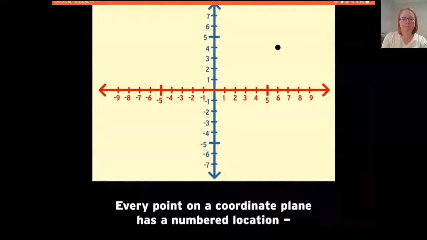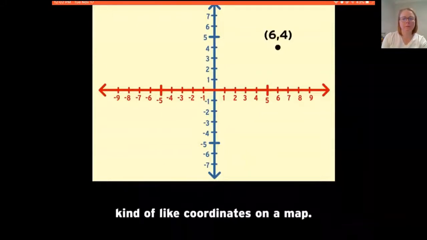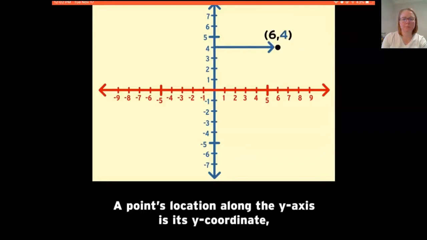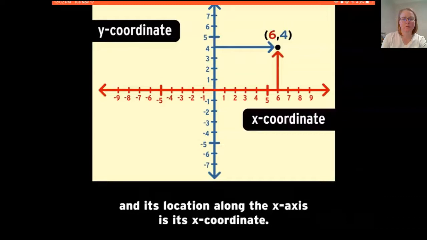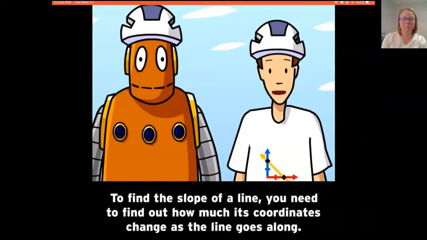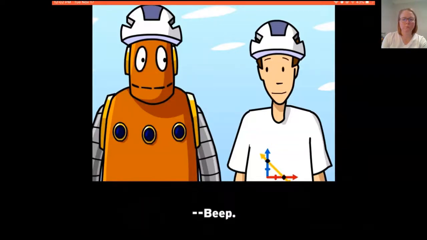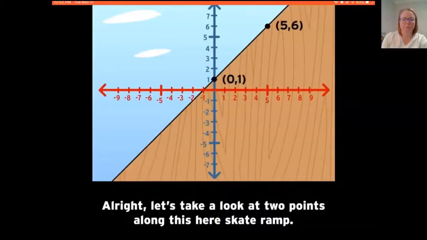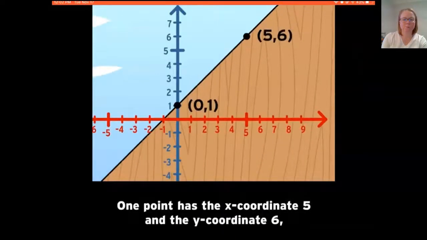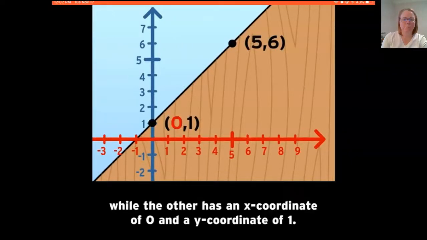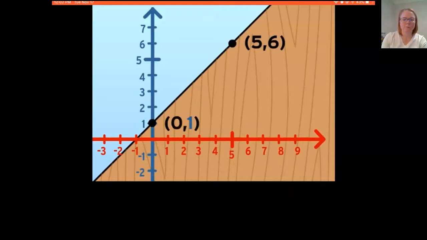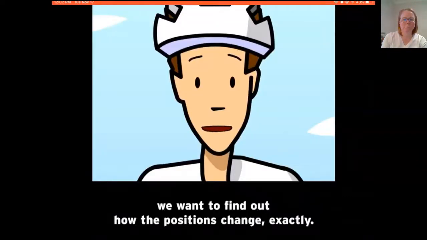Every point on a coordinate plane has a numbered location, kind of like coordinates on a map. A point's location along the y-axis is its y-coordinate, and its location along the x-axis is its x-coordinate. To find the slope of a line, you need to find out how much its coordinates change as the line goes along. Alright, let's take a look at 2 points along this here skate ramp. One point has the x-coordinate 5 and the y-coordinate 6, while the other has an x-coordinate of 0 and a y-coordinate of 1. To figure out the slope, we want to find out how the positions change exactly.